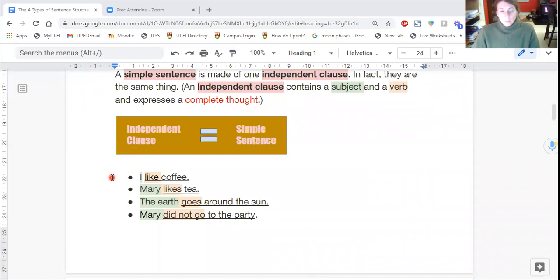Here are our examples. I like coffee. Mary likes tea. The earth goes around the sun. Mary did not go to the party. All of these are examples of simple sentences, which are also called independent clauses.